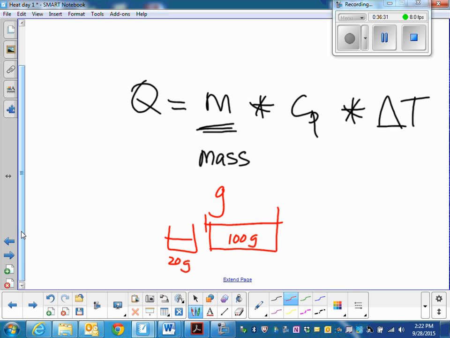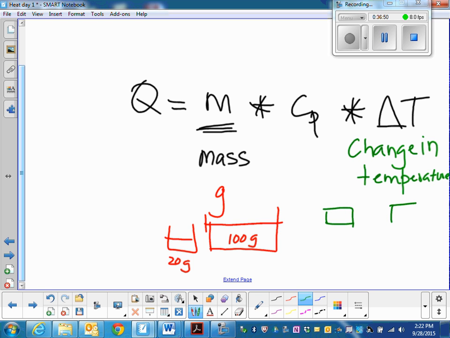What did I say this was? This is change in temperature. Say my mass is fixed. Say I have two objects, both 20 grams. There is no change in mass. But then I want to change this temperature from 10 to 40 degrees Celsius. And for this one, I want to go from 10 to 100 degrees Celsius.